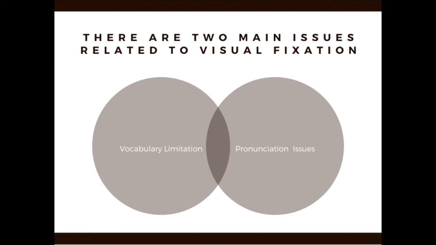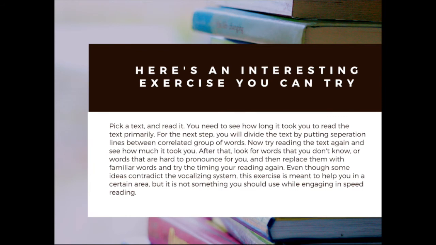So here's an interesting exercise you can try. Pick any text and read it. Make sure to time yourself and see how long it took you to read the text. Now for the next step, you will divide the text by putting separation lines between correlated groups of words. So go through the text slowly and try to gather clumps together. Between each and every clump, each and every thought unit, you put a separation line in between. Now try reading the text again and see how long it took you.